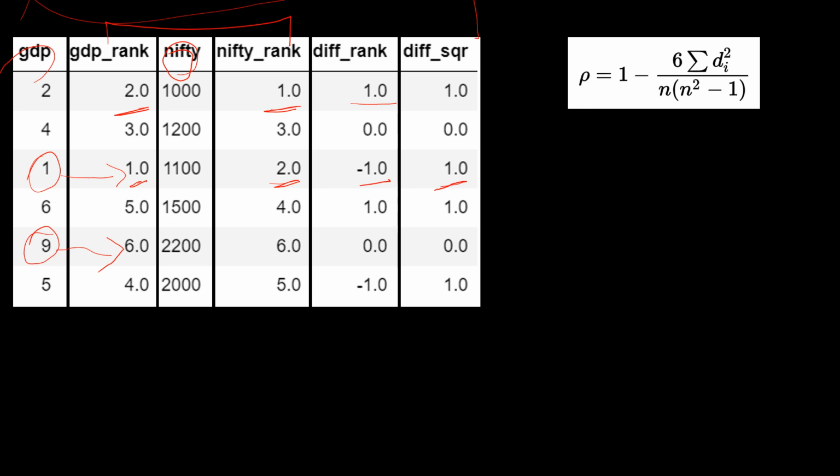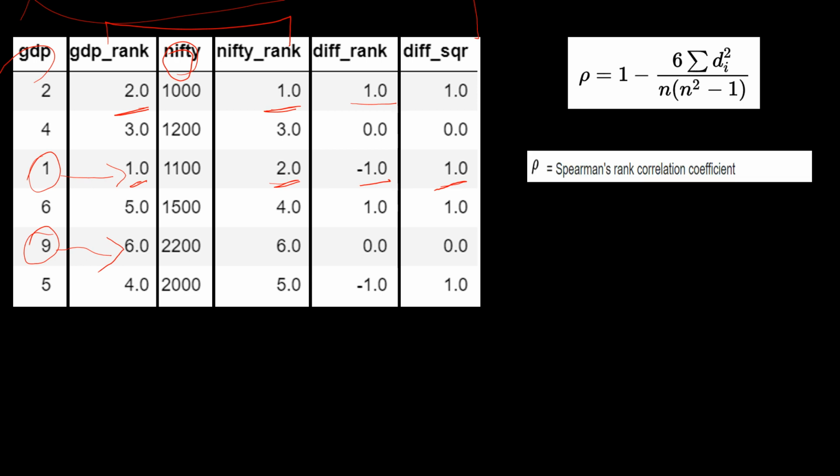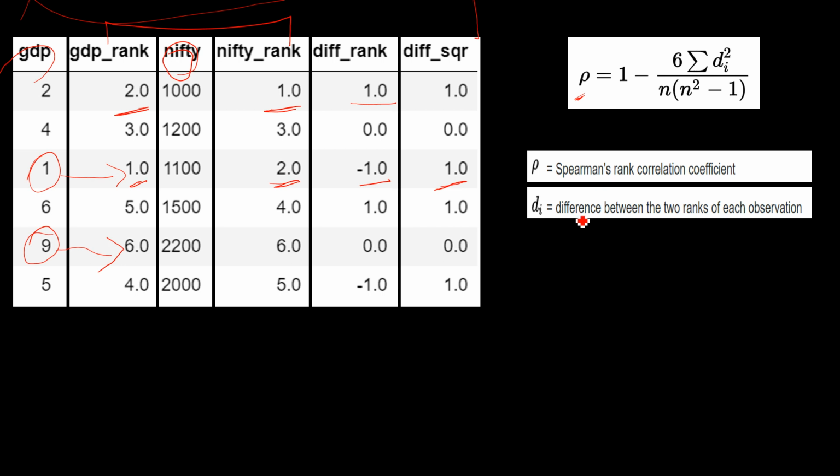After that, you have to apply this particular formula. Now let's understand each element of this formula. This ρ symbol represents Spearman's rank correlation coefficient. Wherever you see this symbol, you can simply understand that we are finding Spearman's correlation. Next comes d_i. d_i is nothing but the difference between the two ranks of each observation, which means it is simply referring to this particular variable where we got the difference.